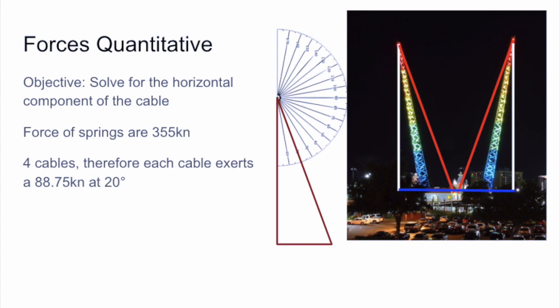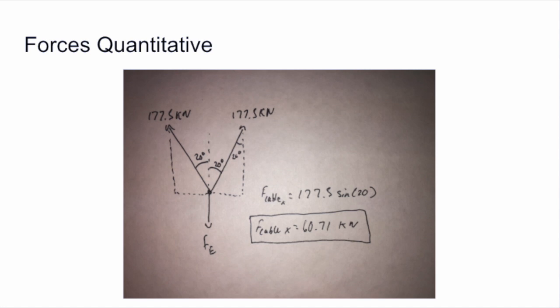I also copied a triangle and put it next to a protractor to find the angle of the force, which is 20 degrees. So solving for the horizontal component is just basic trigonometry. We found the angle, which was 20 degrees. We found the force that each side exerts on the cart, which is 177.5 kilonewtons. And using the sine of 20, we found the force of the cable, which is 60.71 kilonewtons.